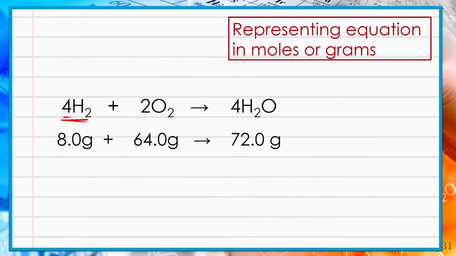So we can say 4 moles of hydrogen gas react with 2 moles of oxygen gas to produce 4 moles of water. Or we can say 8 grams of hydrogen react with 64 grams of oxygen to give 72 grams of water.